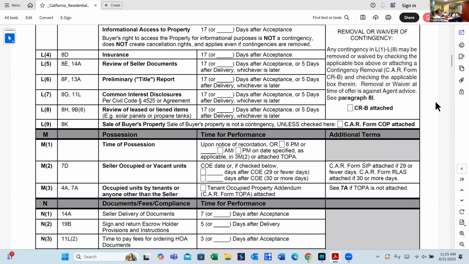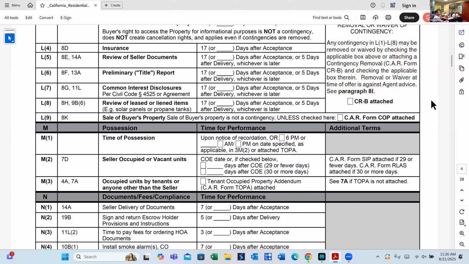Review of seller documents. All these contingencies default to 17 days, and you can change that. Seller documents include the transfer disclosure statement, as an example, the seller property questionnaire, the defensible space addendum, and, if it's a pre-1978 property, lead-based paint disclosures, or if it's a property in a high fire zone. Those are all disclosures the seller must provide within 7 days. Your contingency period is going to be the greater of the contingency period or 5 days following delivery.